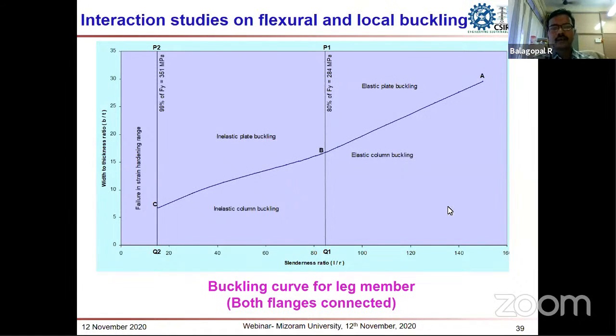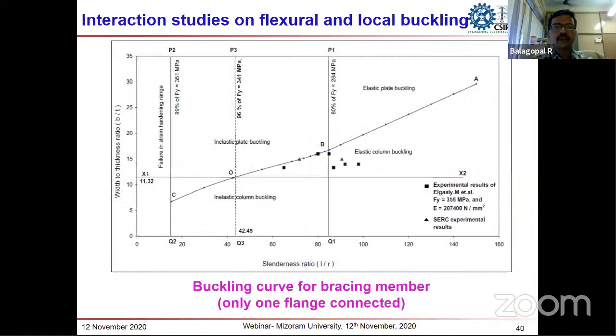And this is a buckling curve for a leg member where both the flanges are connected. We can see a linear variation in the elastic buckling and a non-linear variation in the inelastic buckling. And in our code, we can see that the limiting B/T ratio is 12. Here, that B/T ratio is computed based on this experimental investigation.